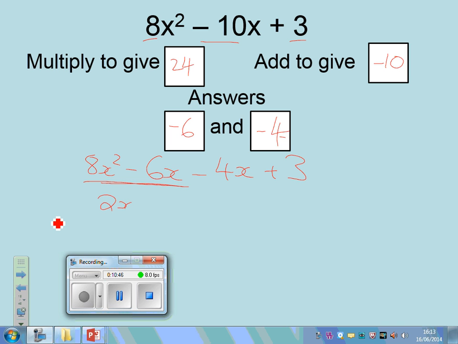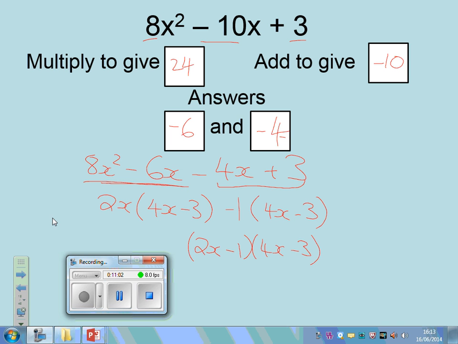We've got 2x going into that and 4x take away 3. And have we got something that looks like 4x take away 3 there? Yes, we have. We've got, again, another minus 1 there. So I've got 2x take away 1, lots of 4x take away 3.